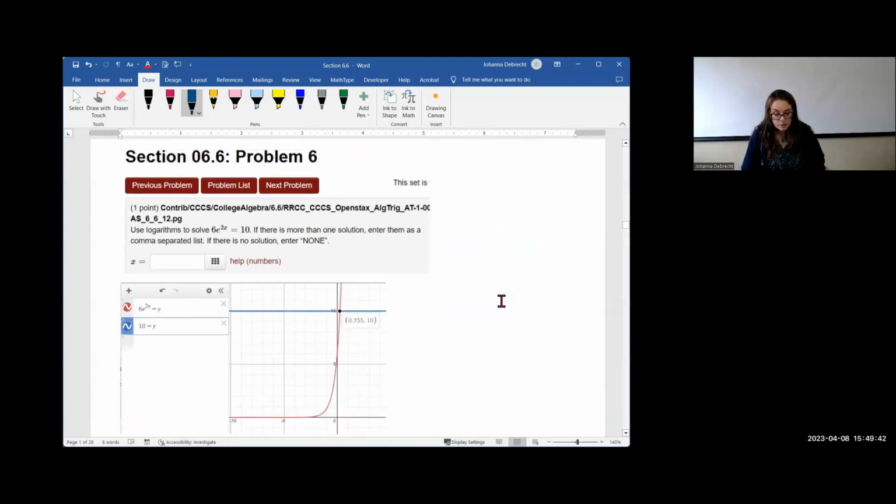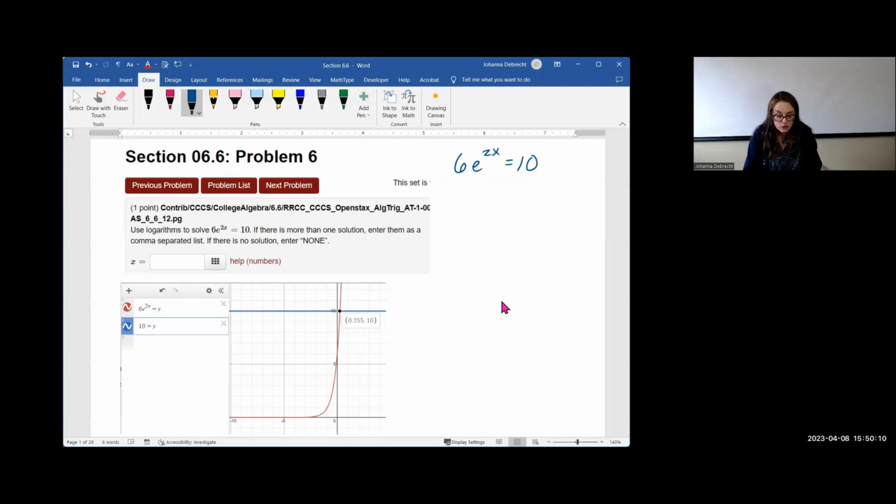Now let's look at problem 6. We're going to use logarithms again because we're trying to solve the equation 6e to the 2x equals 10. The base on the left side is e, and on the right we have a 10. Even if we were to isolate and divide by 6, 10 divided by 6 is 5/3, it's still not e. It's not a power of e.